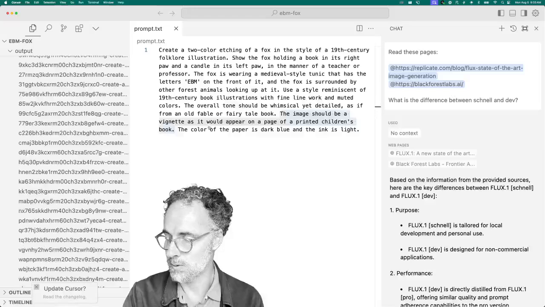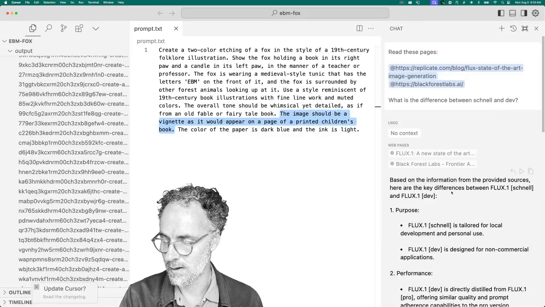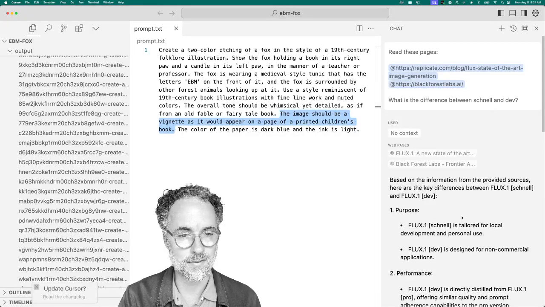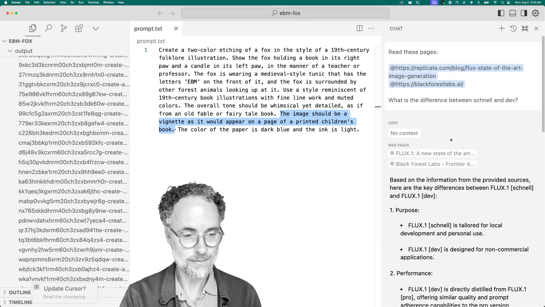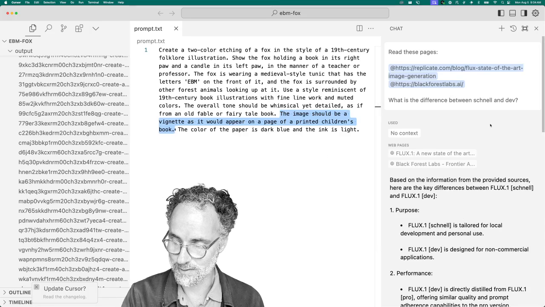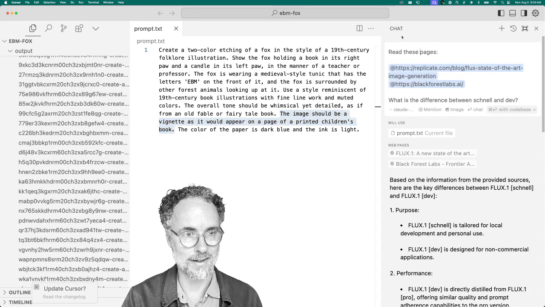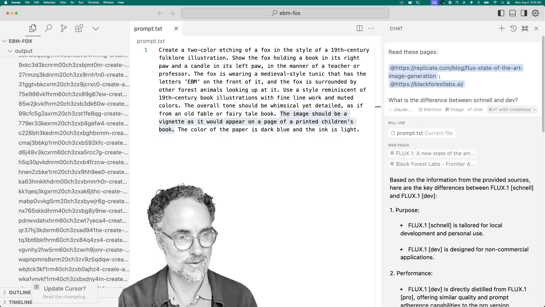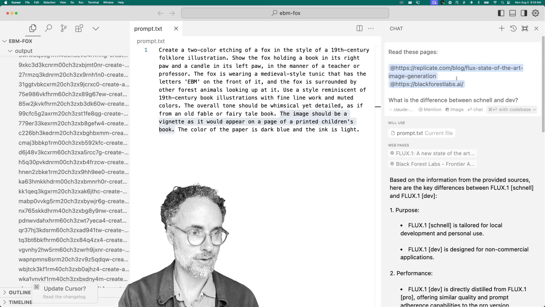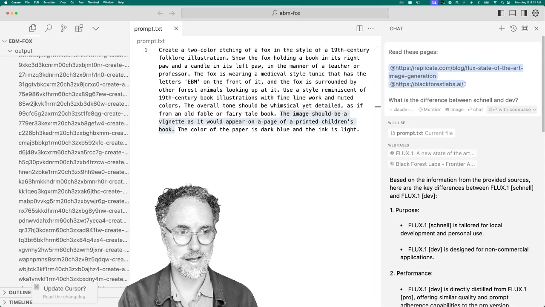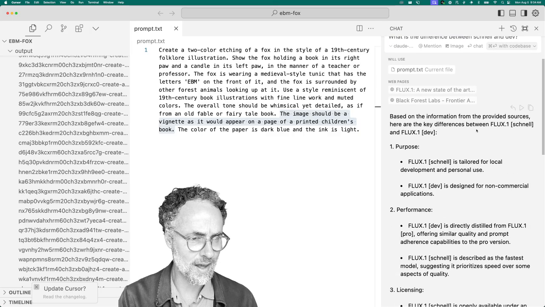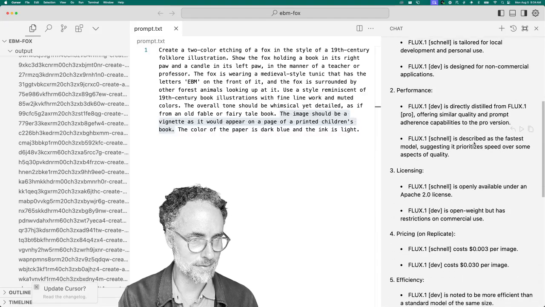So I went into Cursor, which is a fork of Visual Studio Code that has language model capabilities built into it. So I can just open up a Cursor chat and say, read these pages. What's the difference between these two? And so I gave it the Replicate blog post announcing the new Flux models, and the Black Forest Labs homepage. And it did a pretty good job of summarizing the differences here.